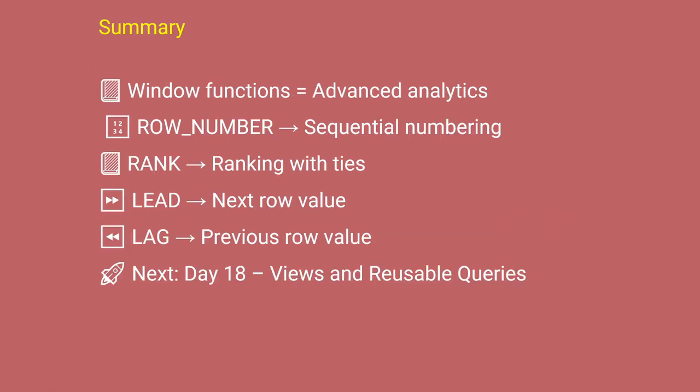To summarize, window functions provide advanced analytics. Row number assigns sequential numbers. Rank handles ranking with ties. Lead accesses the next row. And lag accesses the previous row.